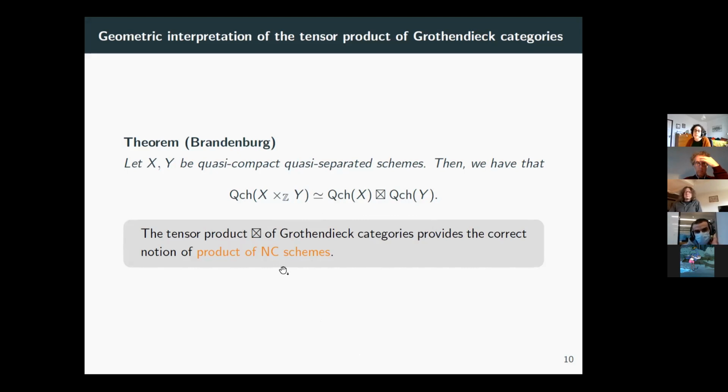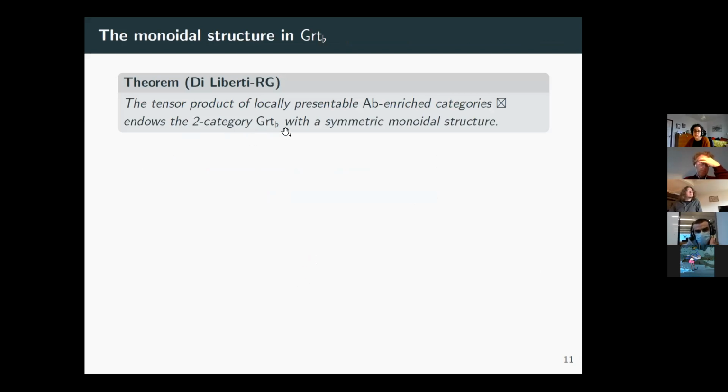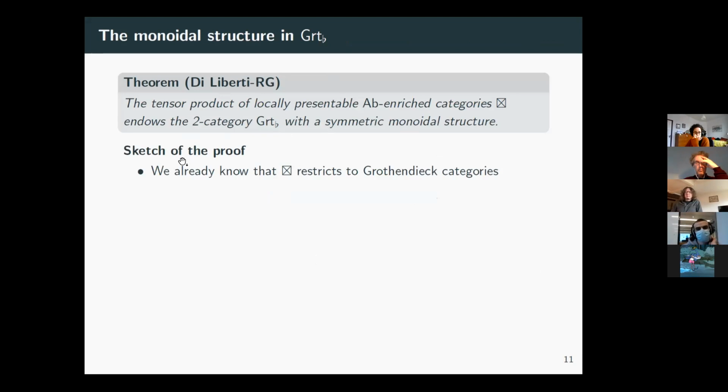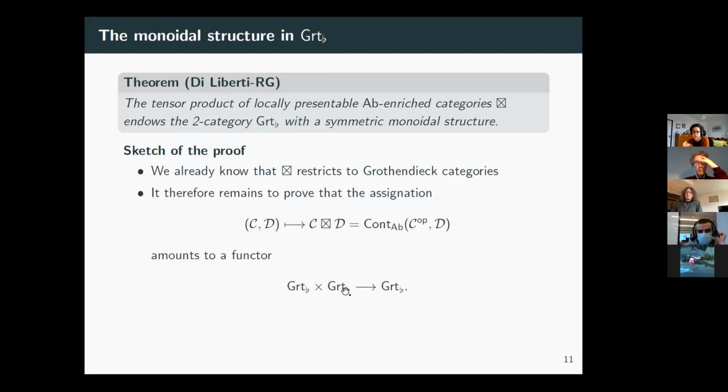But what happens if we have flat morphisms? So if we are in our 2-category of Grothendieck categories with flat morphisms, well, we do prove that this tensor product also endows this 2-category with a symmetric monoidal structure. And how do we prove this? We of course know already that the tensor restricts to Grothendieck categories because of this previous theorem. So you only have to check the functoriality of the tensor product, namely that this assignment amounts to a functor from Grothendieck flat times Grothendieck flat to itself.